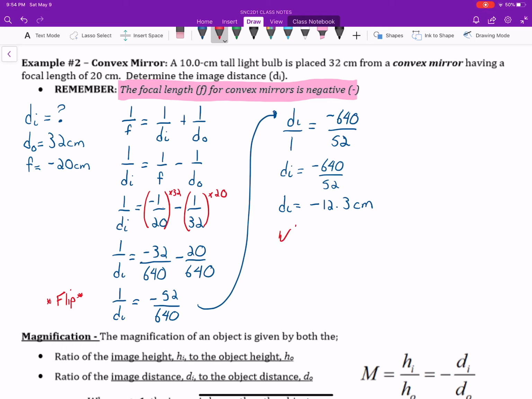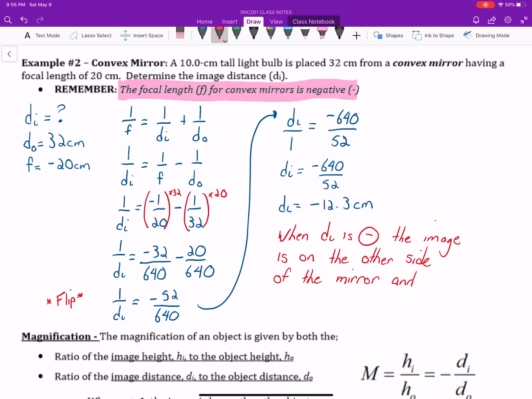Now, the solution, the image distance here, is negative. When di is negative, the image is on the other side of the mirror, and it is a virtual image.